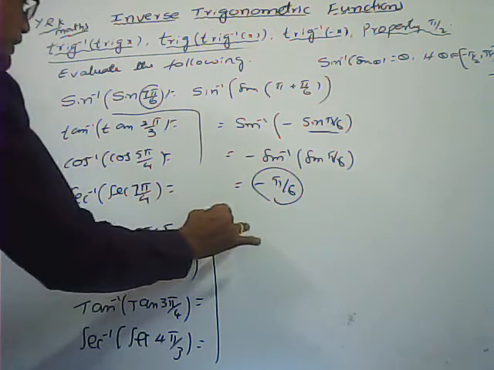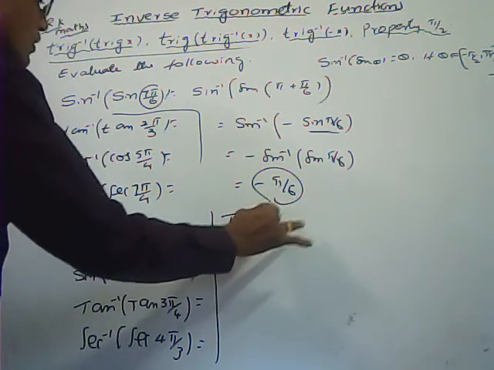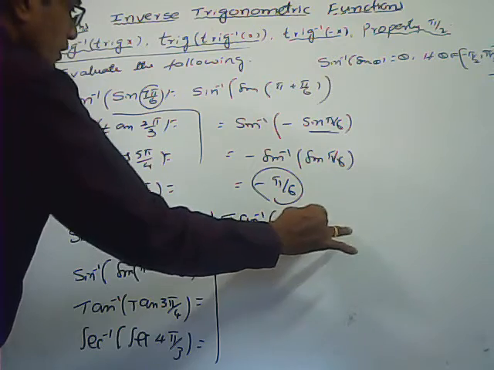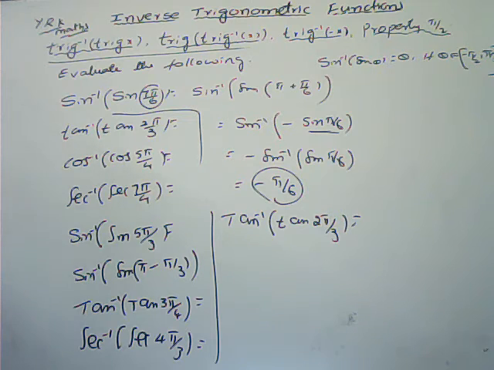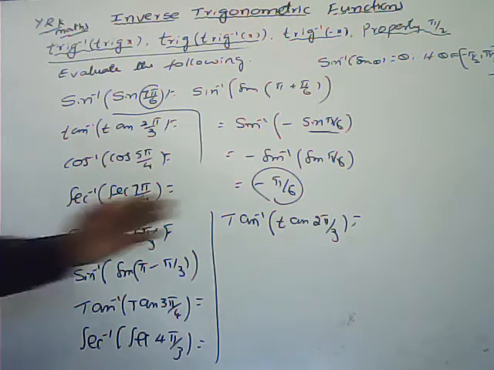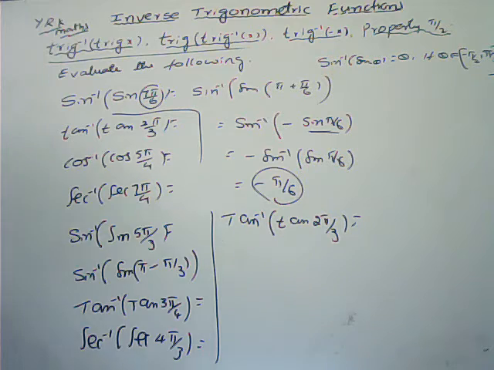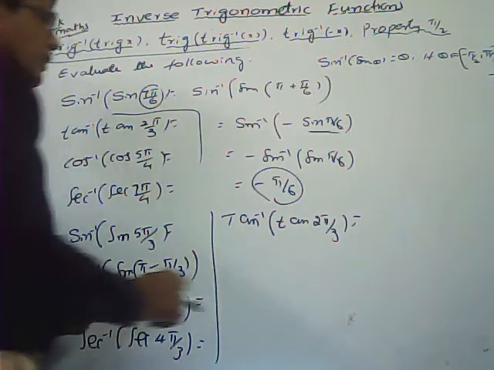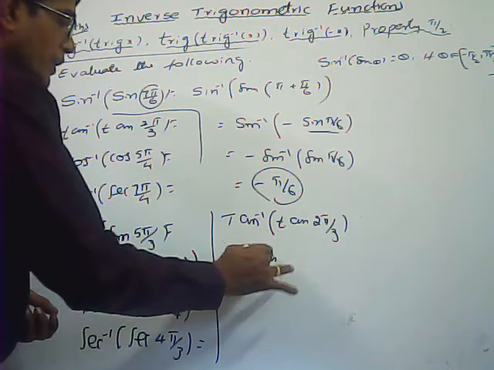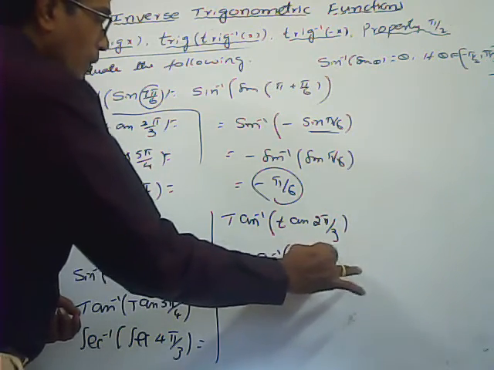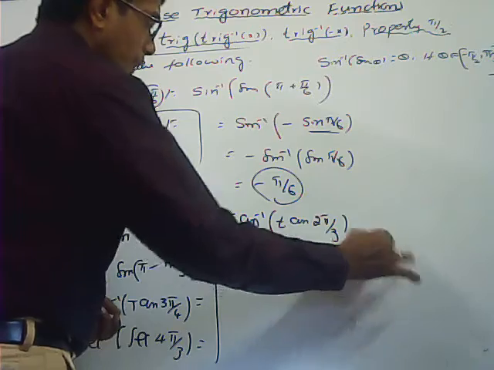Next, tan inverse of tan of 2 pi by 3. Here also we can't write directly theta. Why? Because tan inverse of tan theta equals theta only if theta belongs to minus pi by 2 to pi by 2. But here this is more than pi by 2. So here also we have to restrict that angle into minus pi by 2 to pi by 2. For that, how to write 120 degrees? Tan inverse of tan of pi minus pi by 3 we can write.